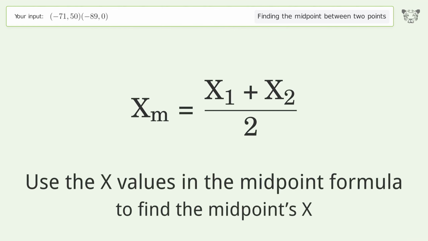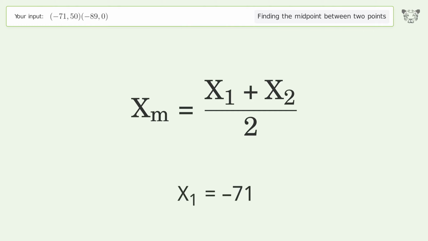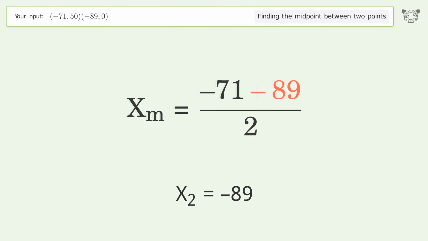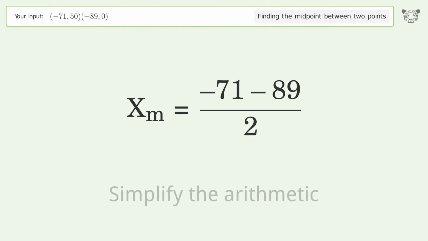Use the x values in the midpoint formula to find the midpoint's x. x1 equals -71. x2 equals -89. Simplify the arithmetic.